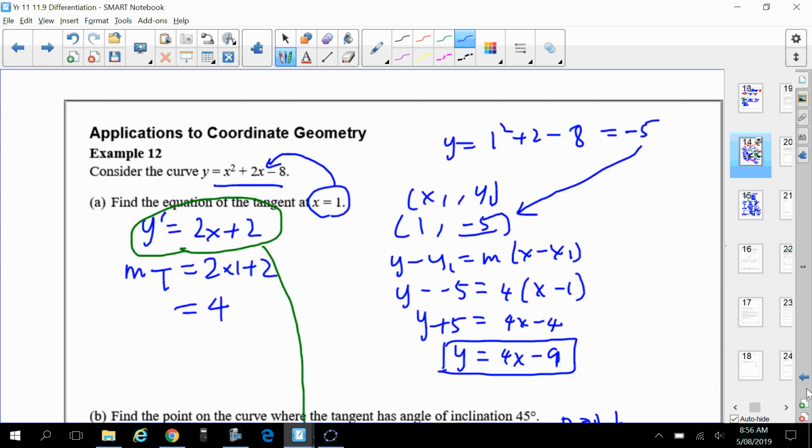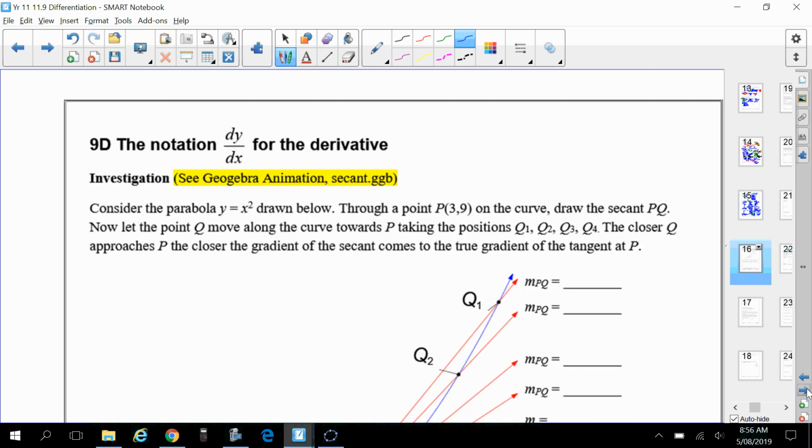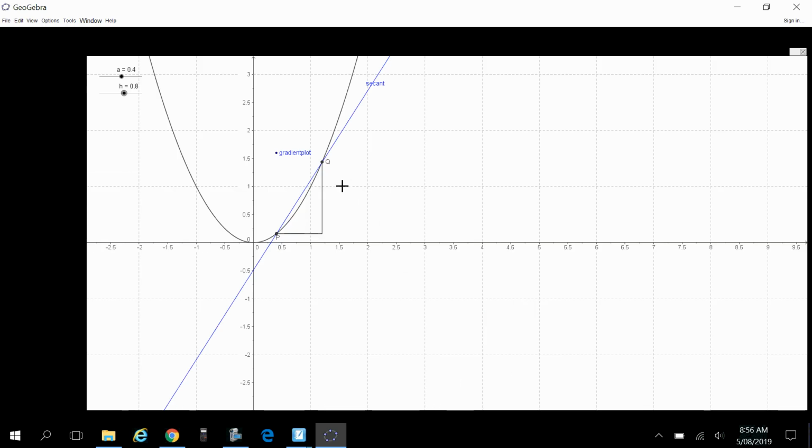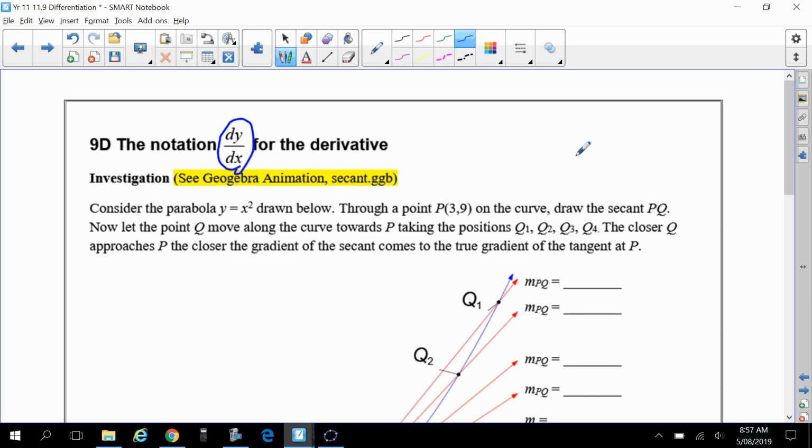So today, what we're going to do is to introduce a new notation. This notation, dy over dx. To understand this notation, we'll start with an introduction. We're going to remind ourselves what we did last time: we have to vary the h to make the point Q as close as we can to P, and then the secant becomes the tangent. We're going to do that again today so that you understand where that notation is coming from.